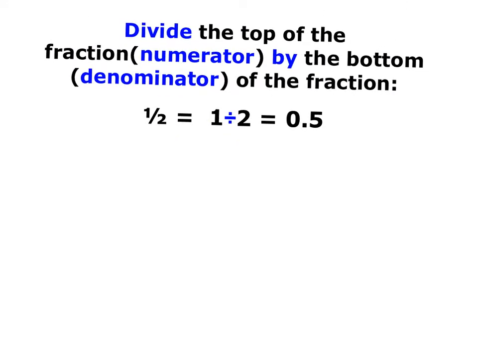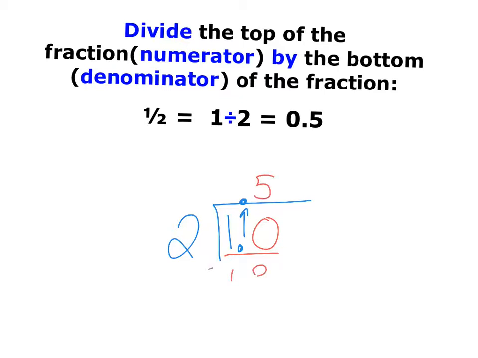1/2 is really 1 divided by 2. Long division, you add the decimal point, move it up, add an extra 0, and you do your division. 2 goes into 10 5 times, exactly, with a remainder of 0. So that's where they get 0.5.